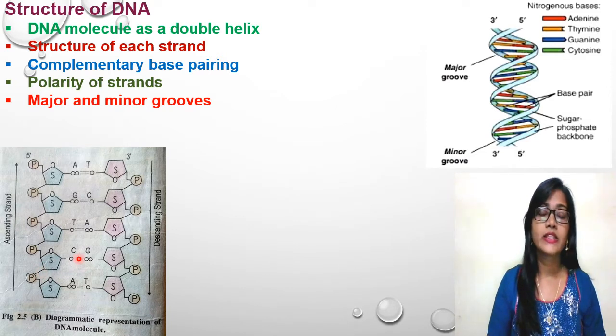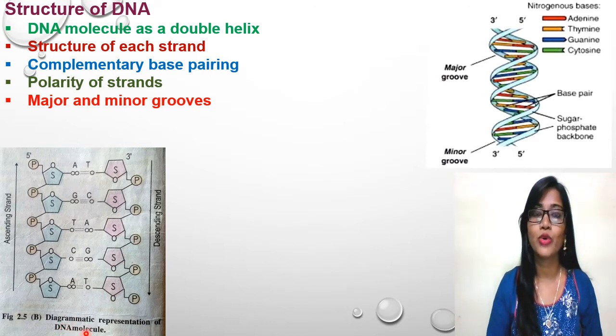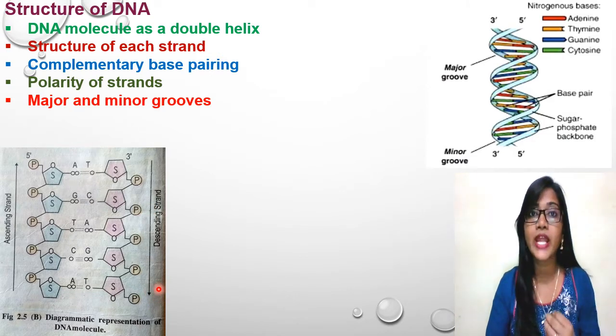you can observe that there are two diagrams. This is the first diagram, the diagrammatic representation of a DNA molecule. Now you can observe these two arrows. This arrow is the ascending strand and the other, in the opposite direction, is the descending strand. Here we are talking about the strands of the DNA. These arrows are the strands of the DNA.